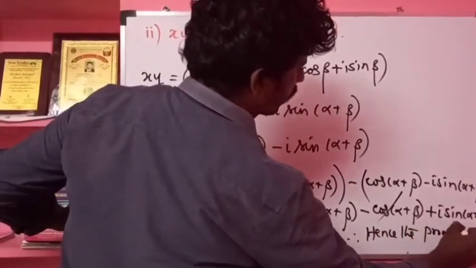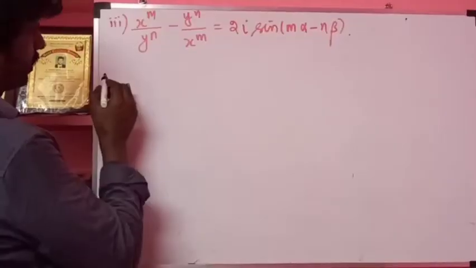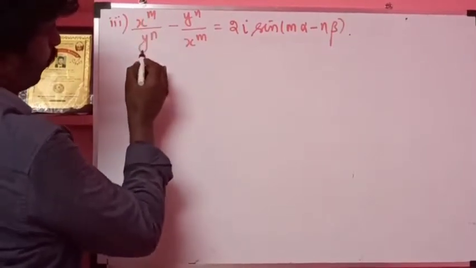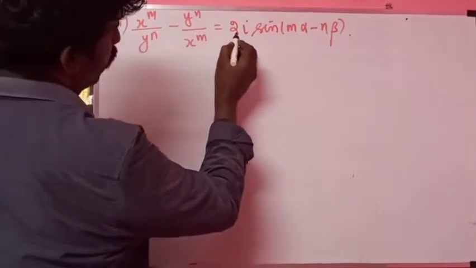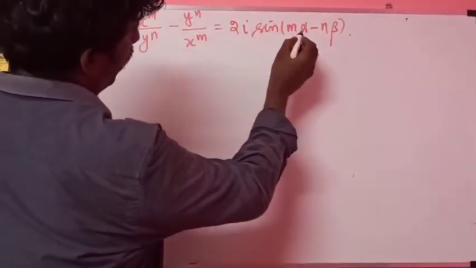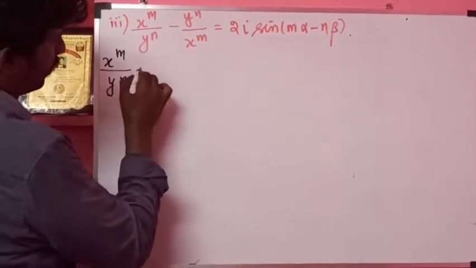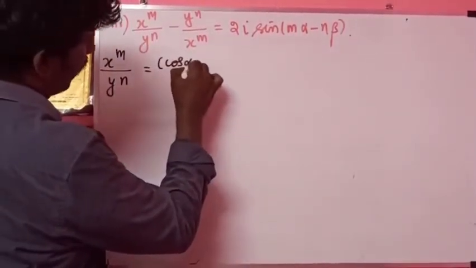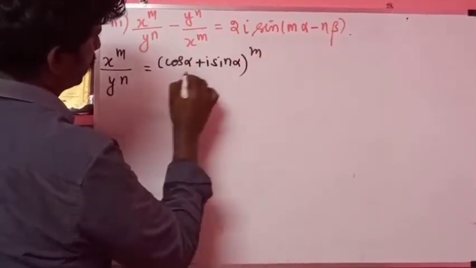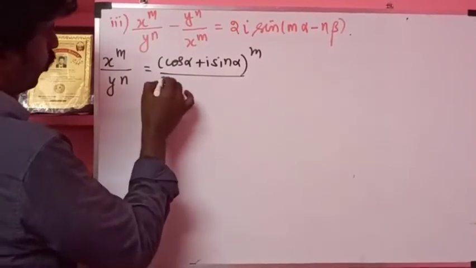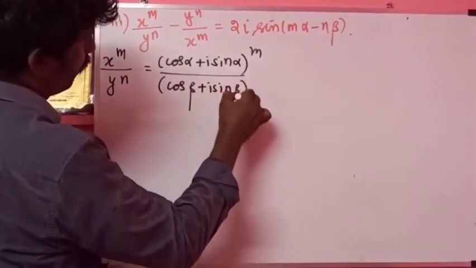Point number 2. Puriyudhungala? Now let's see the third point. See the third point, what is given here: x power m by y power n minus y power n by x power m is equal to 2i sin(m alpha minus n beta). So x power m by y power n: what is x? (cos alpha plus i sin alpha) power m, divided by y, which is (cos beta plus i sin beta) power n.